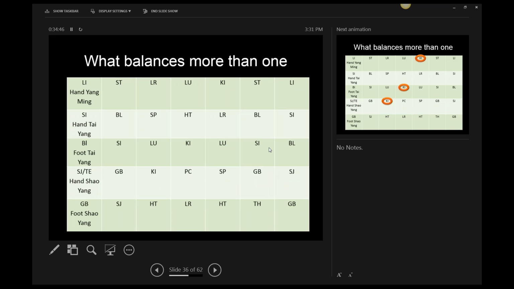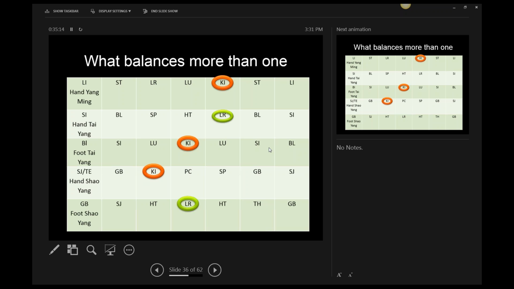what channel balances more than one? And we can certainly see that the kidney comes up. It balances the large intestine, it balances the bladder, and it balances the Sanjiao or triple energizer. So we're like, okay, the kidney might be involved in how we actually treat or approach this. We can also see that the liver balances the other two in this situation, so the small intestine and the gallbladder.